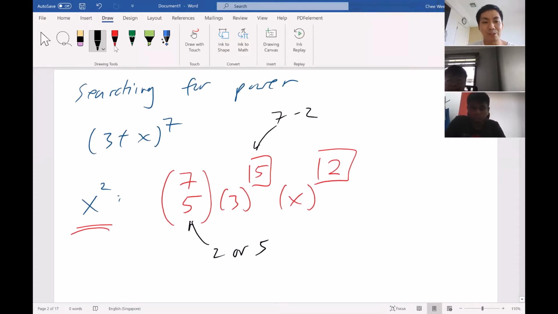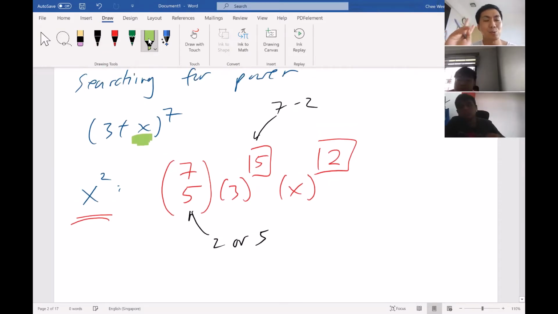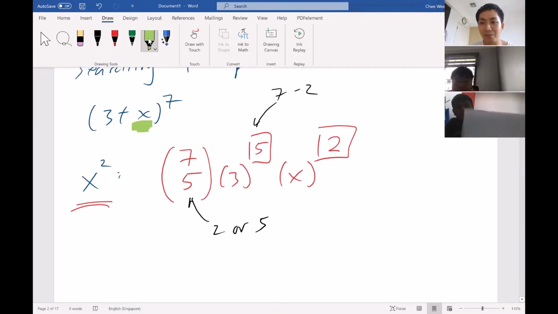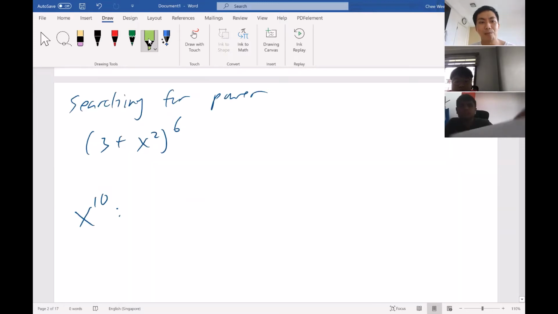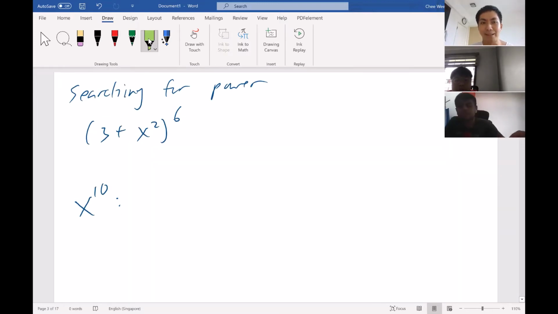Okay, so of course, most of the time, it will not be a simple x only. There are two kinds of extension in difficulty for these things. One could be, it's no longer a plain x, but at the very least, this part does not contain any x at all. So it's still a pure number versus something in terms of x. So in this case, I have x squared, and I want x to the power of 10.